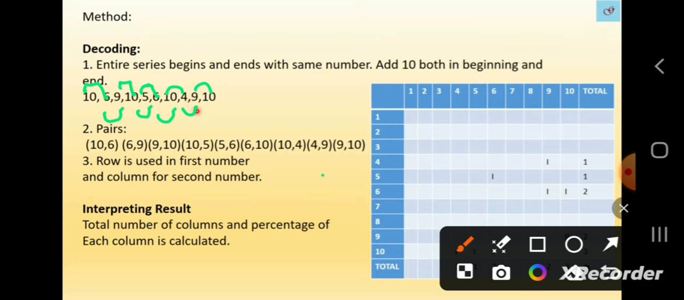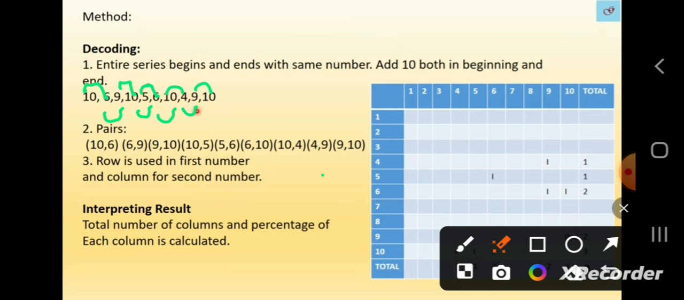3. Row is used for the first number. The first number is row, and column is for the second number. 10 is row, 6 is column.